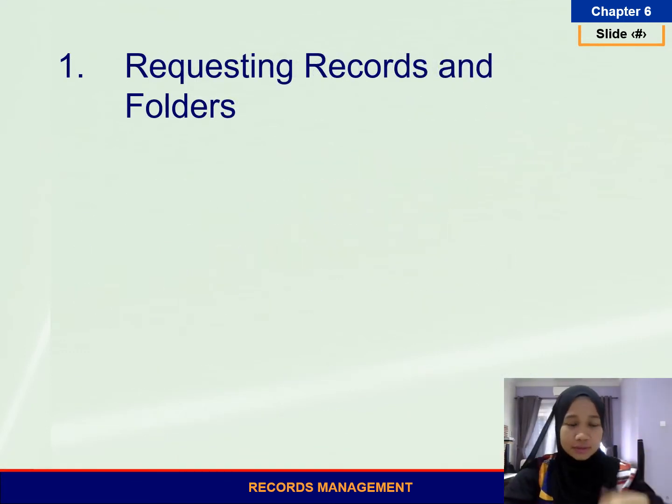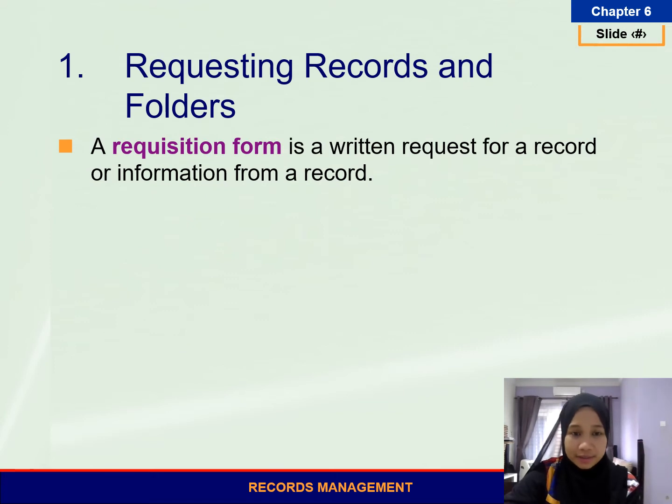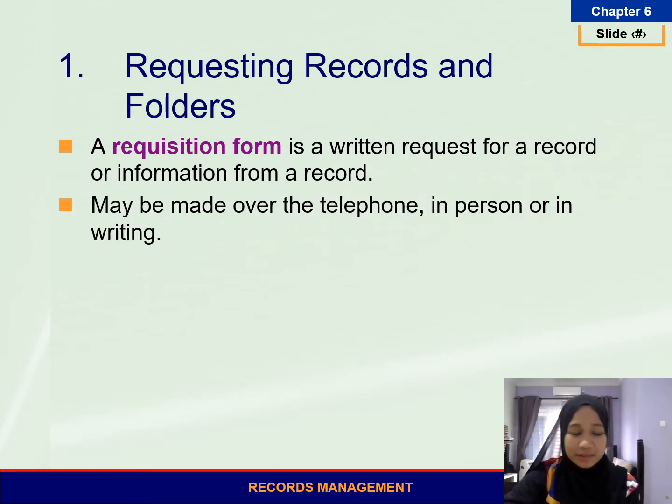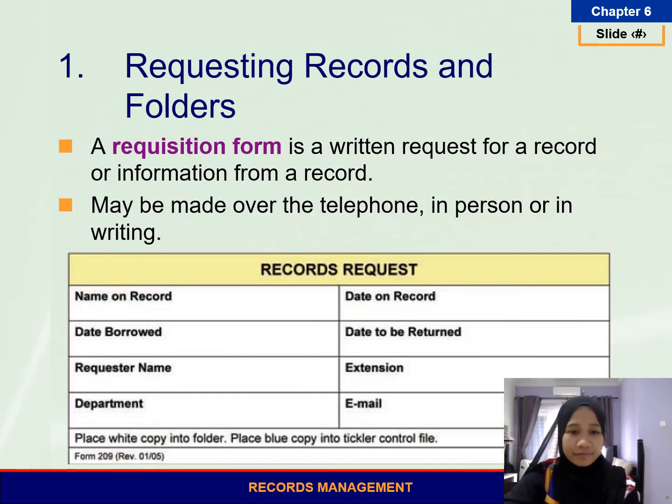So this is the first procedure for borrowing records: requesting record and folder. Bila kita request a record, we will have a requisition form. We need to fill up the requisition form. Requisition form is a written request for a record or information from a record. Bila kita tulis information dalam form tu, kita nak record tu apa-apa, tu adalah requisition form.